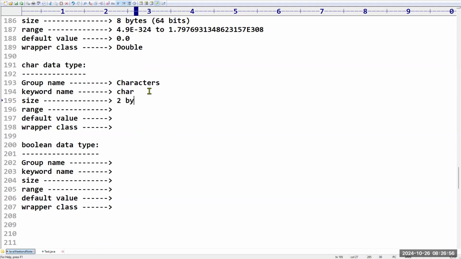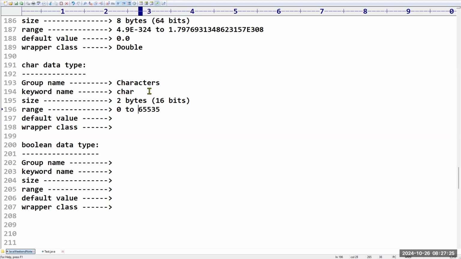What is the size? Sir, it is going to occupy 2 bytes. 2 bytes means what? 16 bits. What about range? Sir, in characters, are there negative characters and positive characters, any such terminology? No, sir. That's why the range of characters is from 0 to 65,535. Somewhere I covered this.